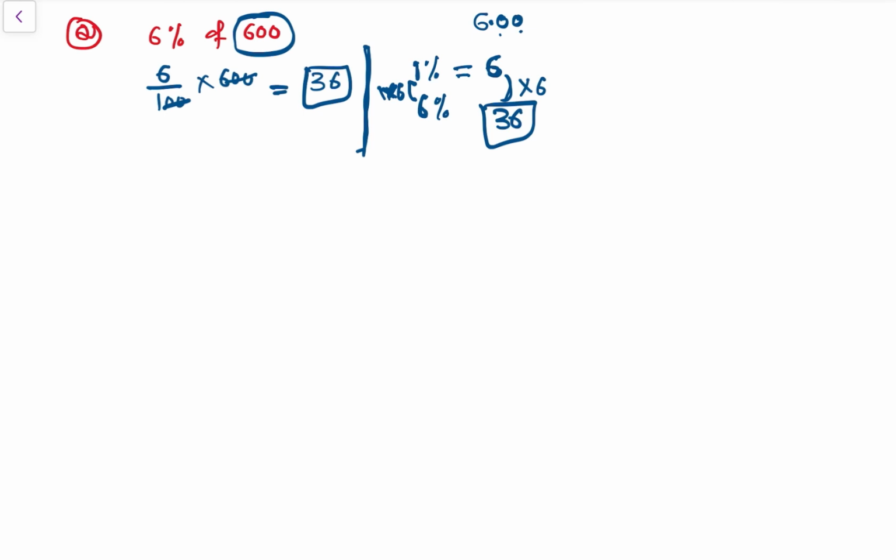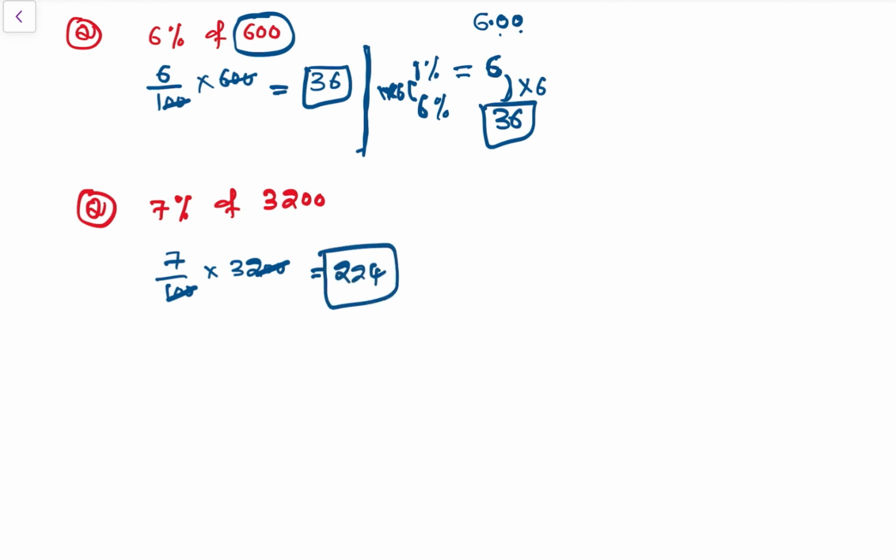देन नेक्स्ट इज, से लेट्स डू वन मोर थिंग, दैट इज 7% ऑफ 3200, 7% of 3200. So traditional way is 7 by 100 into 3200. So zeros cancel, so 7 into 32, so that would be 224. 224 is the answer, that is 7% of 3200.